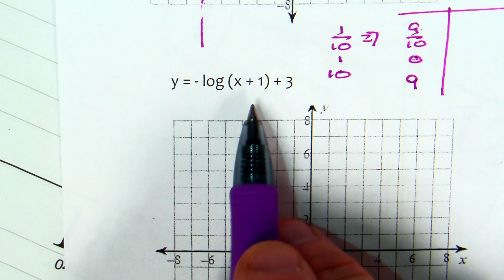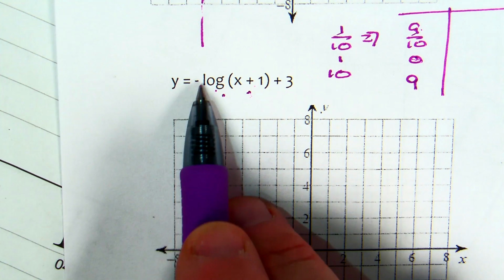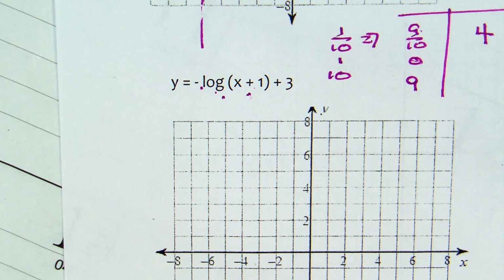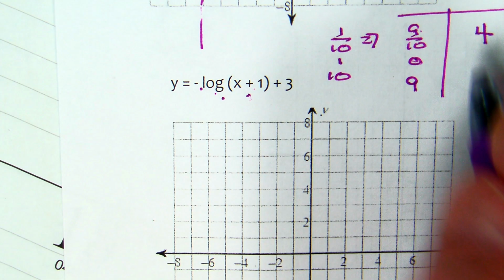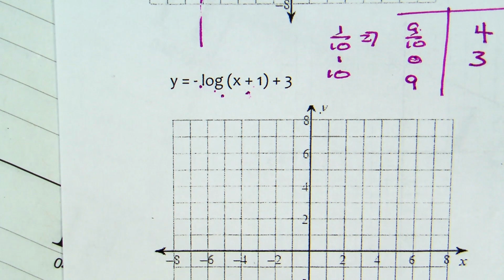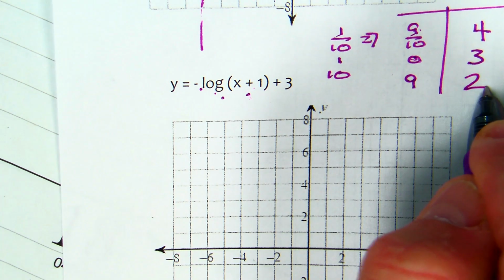When I plug in negative 9/10, plus 1 is 1/10, that becomes the negative 1, but the negative on the outside makes it 1. 1 plus 3 is 4. When I plug in the 0, 0 plus 1 is 1. The log of 1 is 0. Negative plays no part. 0 plus 3, 3. When I plug in the 9, 9 plus 1 is 10. Log of 10 is 1. Negative makes it negative 1. Negative 1 plus 3 is positive 2.